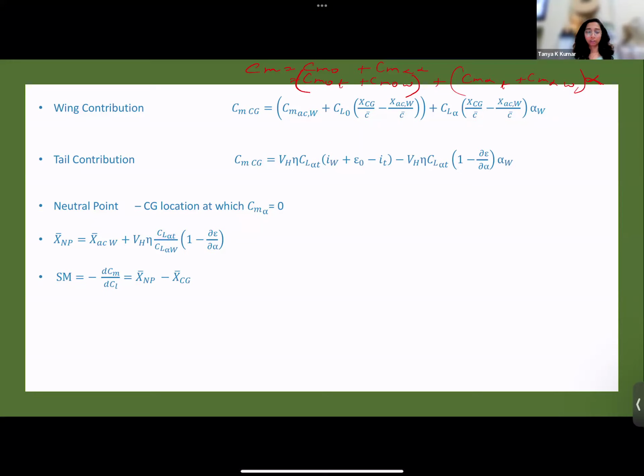So let's look into the wing contribution first. This derivation is fairly simple. I will explain it in the lectures. So you don't really have to remember these terms. If you remember it, it's great. But you don't have to remember it, the derivation was very simple.